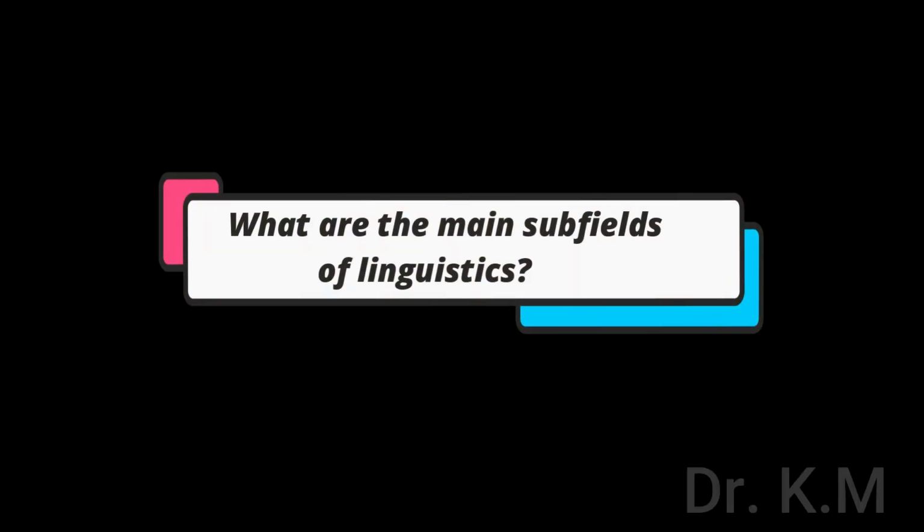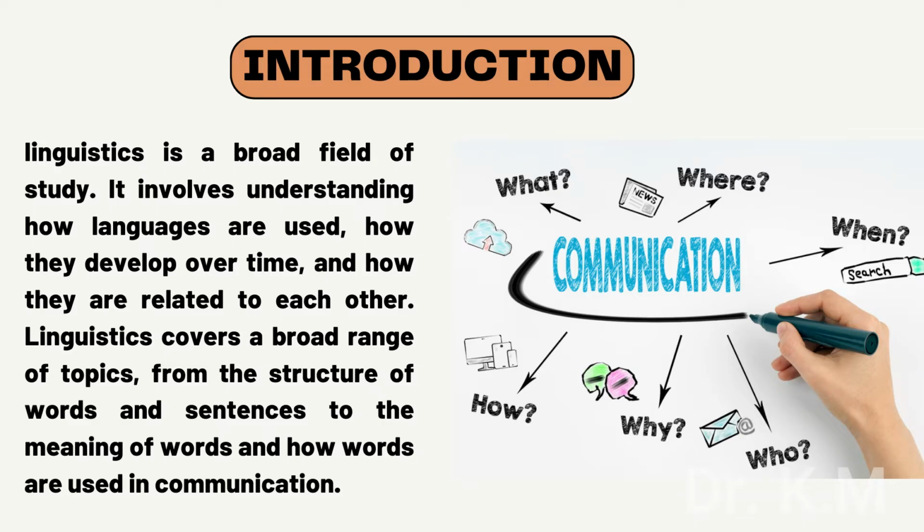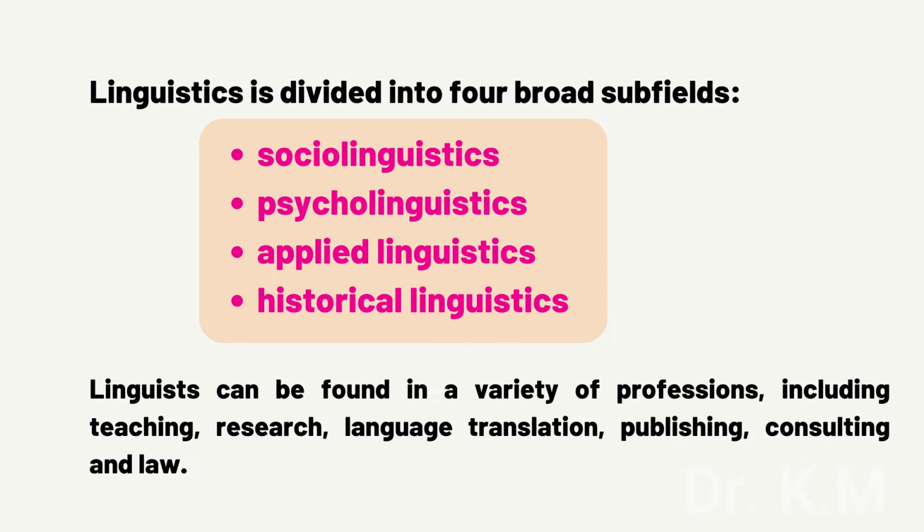So, let's begin with this question. What are the main subfields of linguistics? Linguistics is a broad field of study. It involves understanding how languages are used, how they develop over time, and how they are related to each other. Linguistics covers a broad range of topics, from the structure of words and sentences to the meaning of words and how words are used in communication. Linguistics is divided into four broad subfields: sociolinguistics, psycholinguistics, applied linguistics, historical linguistics. Linguists can be found in a variety of professions, including teaching, research, language translation, publishing, consulting and law.